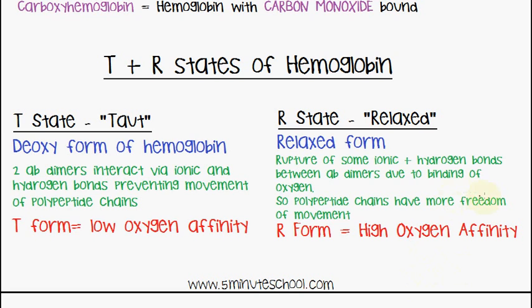And the R state is the relaxed form, and this is where there is a rupture of some of the ionic and hydrogen bonds between the alpha and beta dimers, and this is due to the binding of oxygen. So what this means is that the polypeptide chains have more freedom of movement, and then obviously because of this there is a high oxygen affinity.